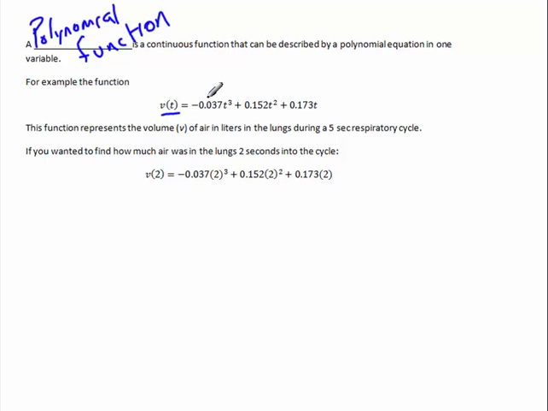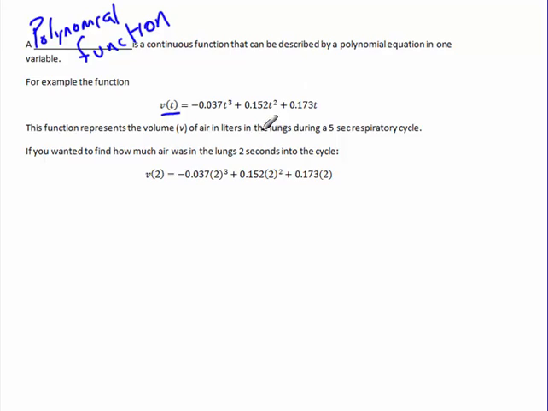And here, we got negative 0.037 t cubed plus 0.152 t squared plus 0.173 t. This function represents the volume of air in liters in the lung during a 5-second respiratory cycle. If you want to find out how much air was in the lungs at a certain time during this respiratory cycle, you would just plug in that time.